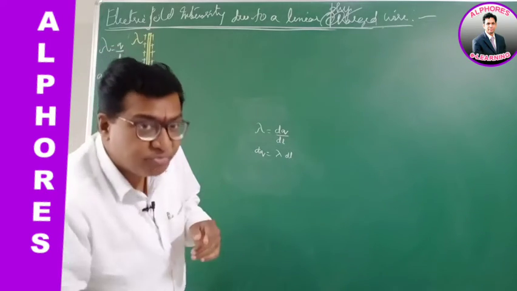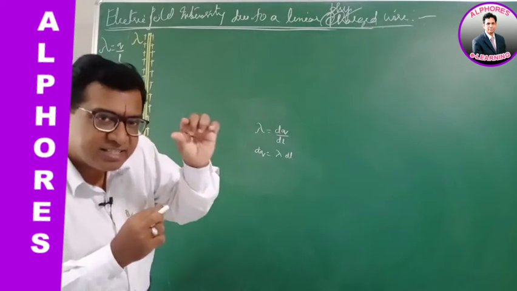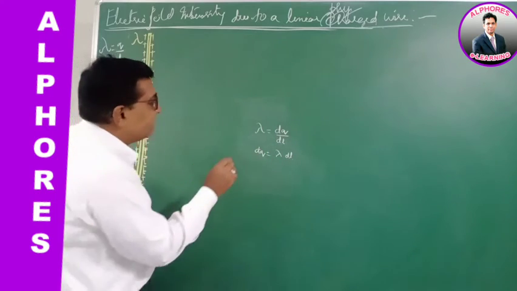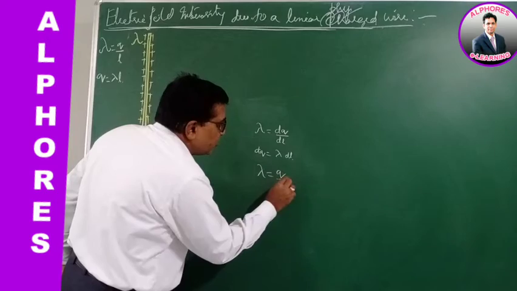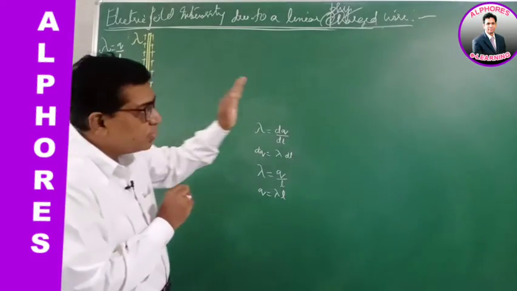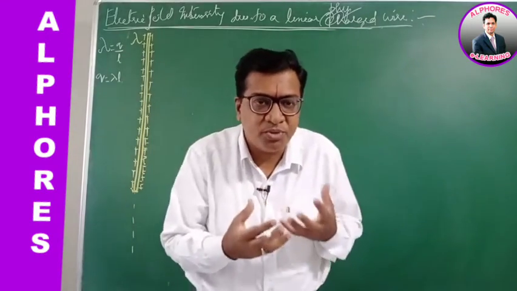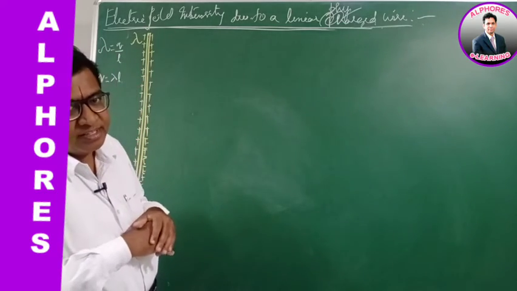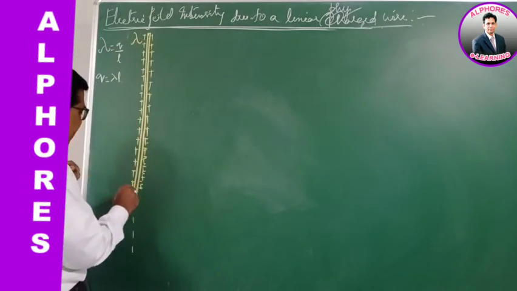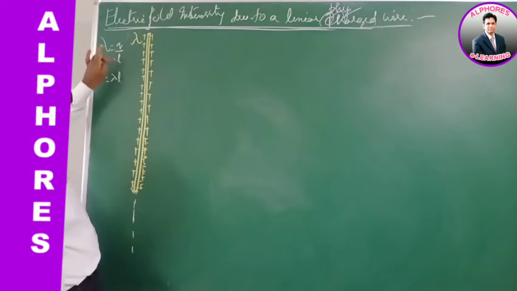But if the charge is uniformly distributed, with equal charge per unit length, every centimeter has the same charge, then you can directly write lambda is q by L, or q is equal to lambda L. Please remember this, because we are going to use it in this derivation. Before going to the derivation, we should know the basic things required to derive the equation. So consider a linear charged conductor where the charge is uniformly distributed. Its linear charge density is lambda, so lambda is q by L, and the charge q is lambda L.